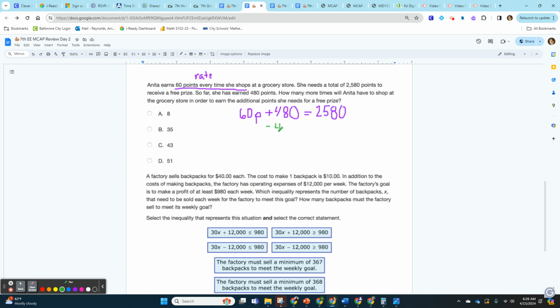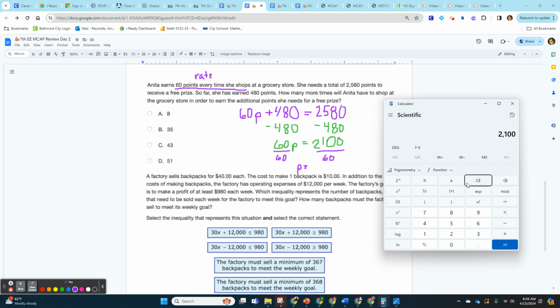So I made my equation, right? And now I just need to solve it. Again, my 480 was something that happened once. That's why it doesn't have a letter. So I'm going to subtract, because it was a plus 480, I'm going to subtract 480 from both sides. Then I have 60p equals 2100. In order to get rid of my 60, I'm going to divide by 60. Again, this is division, not subtraction. Some of you guys have messed that up this year. 2100 divided by 60, and I get 35.